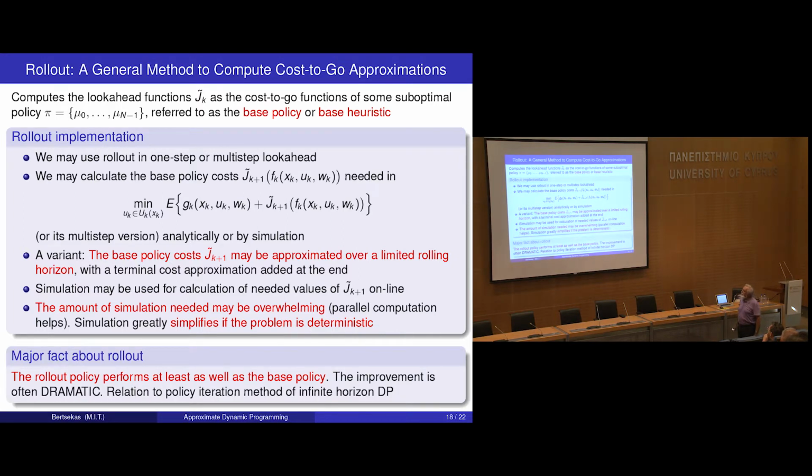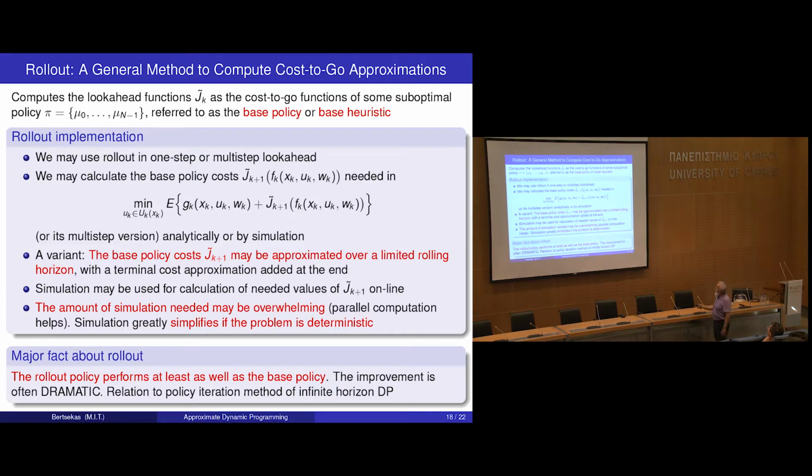Now, the major fact about rollout is that the rollout policy performs at least as well as the base policy. So if you have a good base policy, you're going to do even better with rollout. It is often dramatic, and it's also consistent. Out of all the methods that I'm going to discuss in these lectures, rollout is the most reliable. You can count on it to do well. It's not going to crap out on you like some of these other methods. It may not work as well as some of the other methods, but it's more reliable.